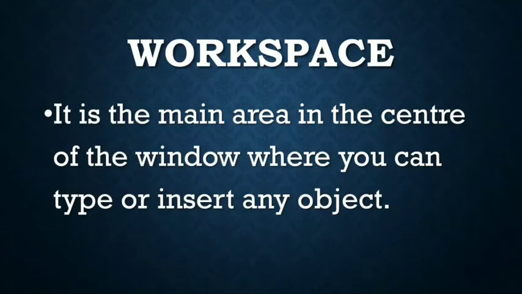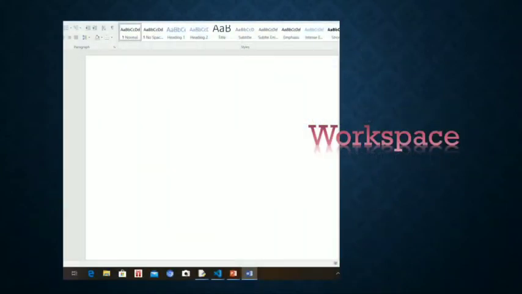Okay. Now next topic is work space. Work space का क्या मतलब है? वो एरिया जहाँ हम काम करते हो, that is work space. It is the main area in the center of the window where you can type or insert any object. जो white area होता है जिसमें हम write करते हैं, you can see the image also. This white area is called work space. ये जो white area है वो work space है. In this we can easily type anything, we can easily insert anything. जो area पे हम work करते हैं that is work space.